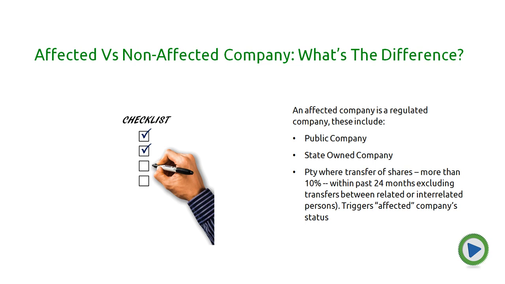But if you transfer your shares, or you sell to someone else, or you are sold shares in a private company, more than 10% of a stake in that enterprise, and this transaction happened within the past 24 months, then you will become an affected company in that sense. So the affected company really protects the owners, the shareholders. It tries to protect the shareholders.